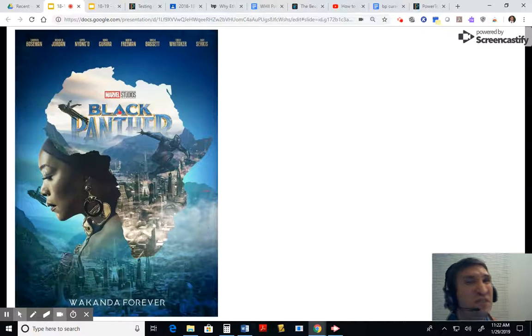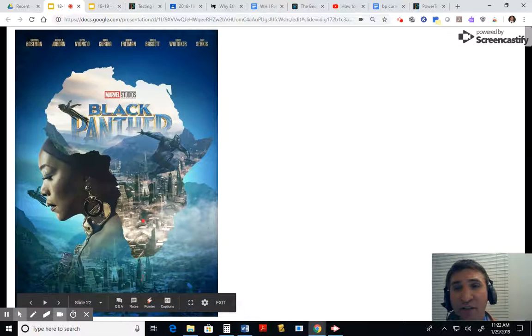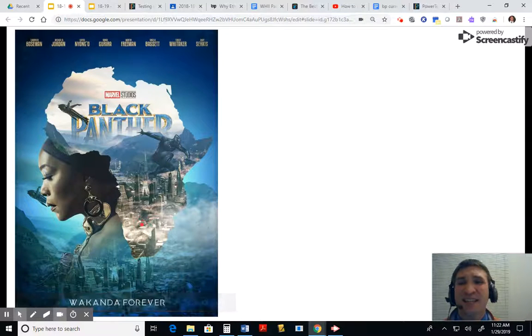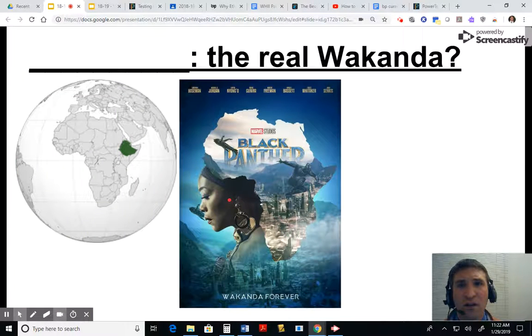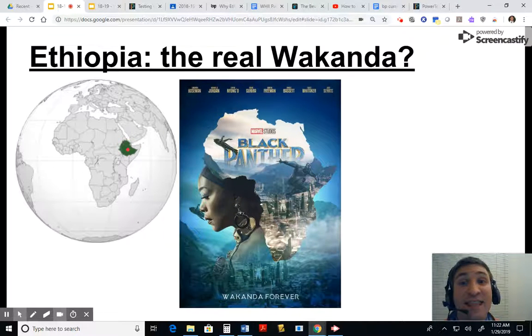Now, maybe you've seen this movie, Black Panther, and Wakanda Forever. Now this is a fictional country in Africa, but is it based on reality in any way? Is there a real Wakanda? Some historians think yes. And here is the real Wakanda. It's Ethiopia.